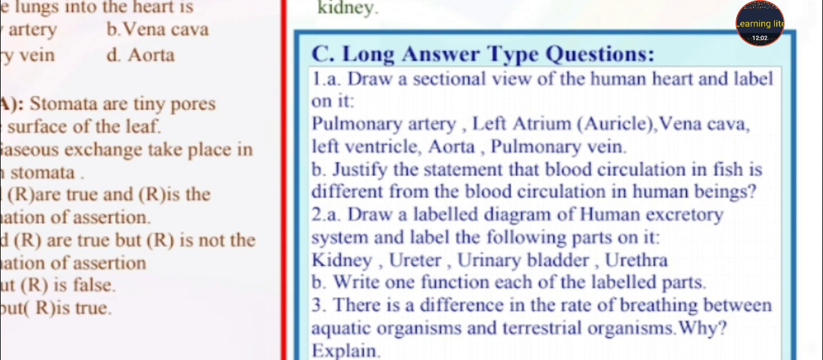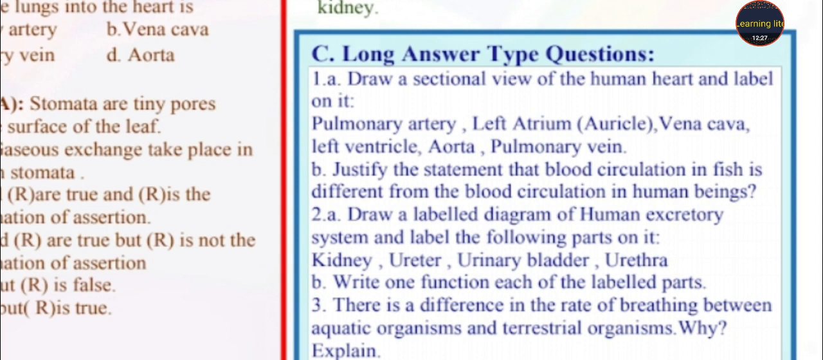Third is to draw a labeled diagram of the human excretory system. So we have to draw the diagram from our last worksheet and label it, and write the function of each. First, function of the kidney, it collects the impure blood. Second, the ureter passes the urine from kidney to urinary bladder, the bladder collects the urine for some time, and the urethra passes it out of the body.